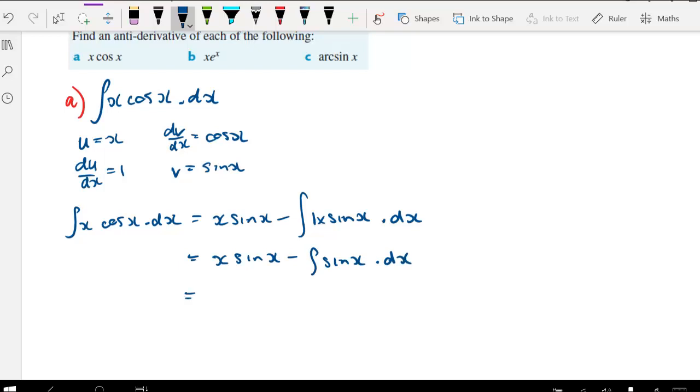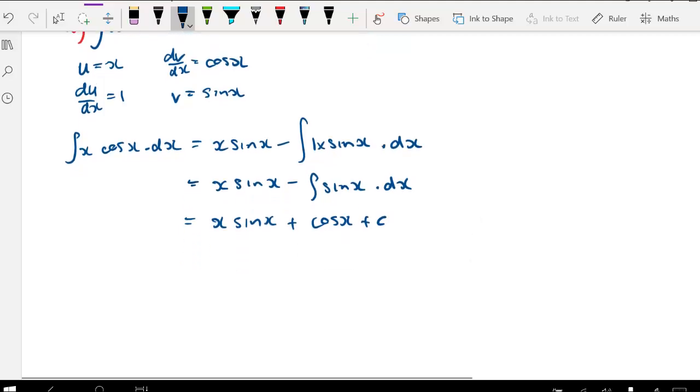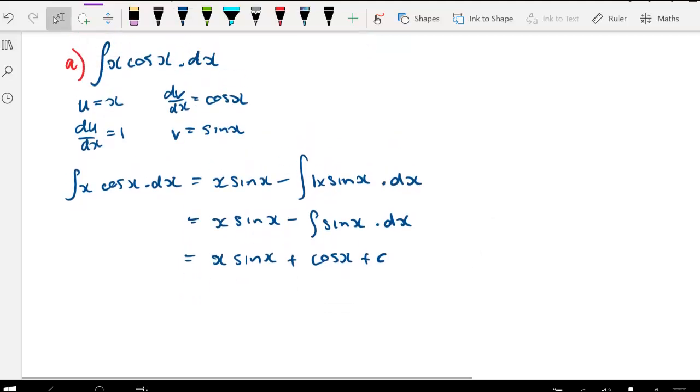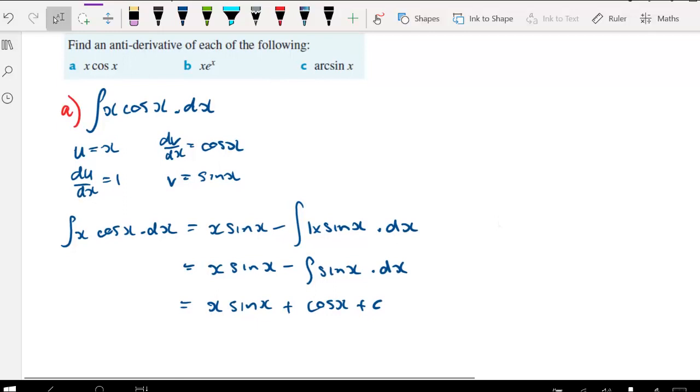The integral of sin x is negative cos x, so now we've got x sin x plus cos x plus c, and there we have our integral of x cos x using the process of integration by parts. Okay, so we'll move on to the second one.